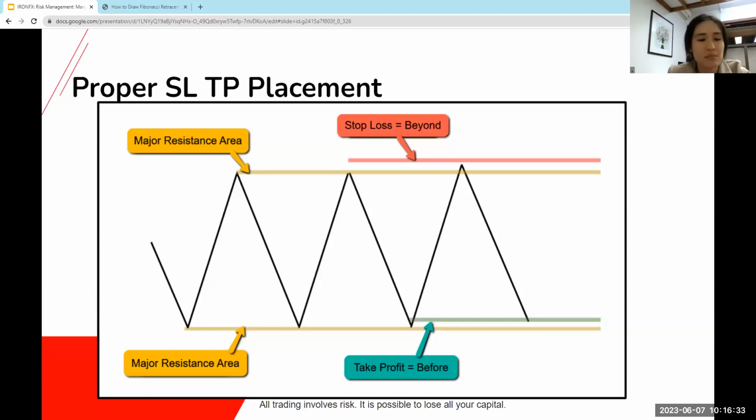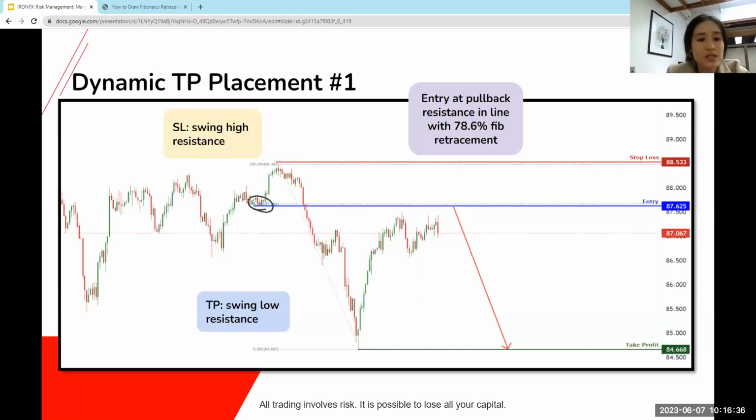Okay, let's go through a couple more examples. This is an example of a dynamic take profit placement. We expect price to bounce off our entry at 87.625 at the pullback resistance. You can see here we have a swing low over here, right? And we want to use this point as our entry to go towards our take profit over here. Since price has surpassed this level, that's why we call it a pullback resistance, because we're expecting price to pull back to this level.